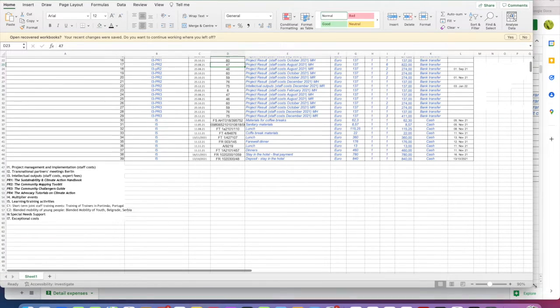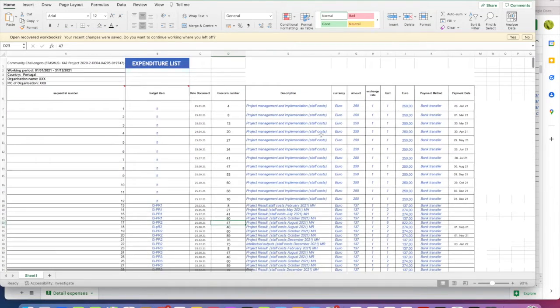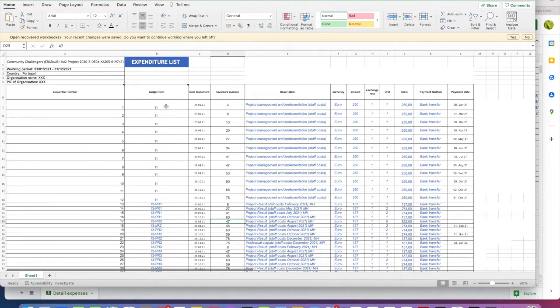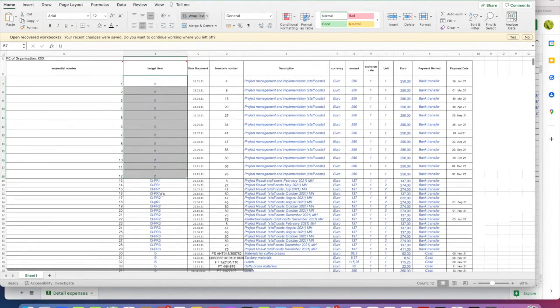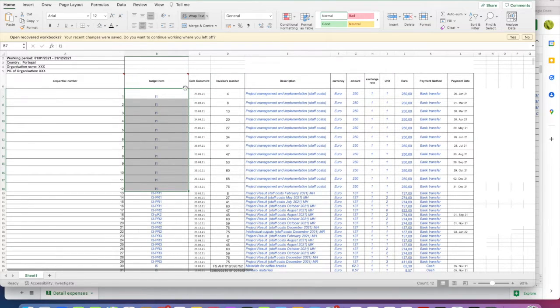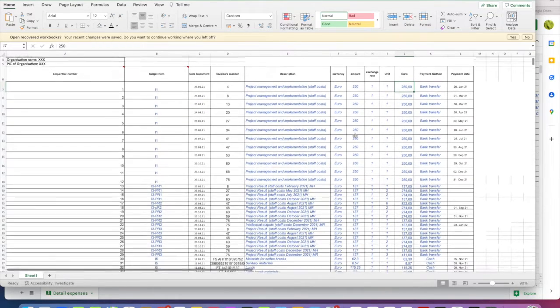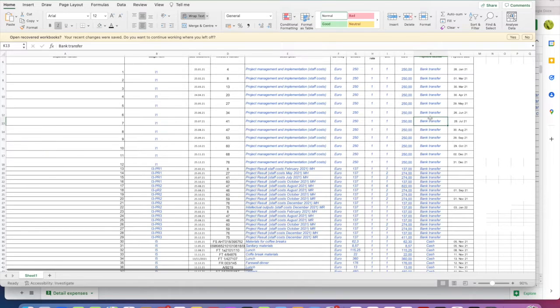Here you have an expenditure list which is filled in. So you have first here the I1, which is the management fees category, and for each month what is filled in is the lump sum of the 250 euros your organization receives for the management fees. So for each month you see here January, February, March, etc. The amount, of course, 250 euros, and when it was paid, and of course it was here bank transfer.